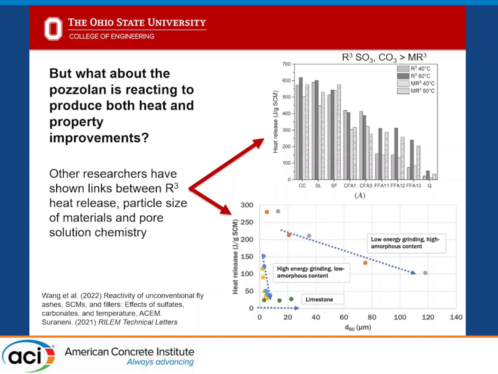There's a higher sulfate and carbonate content in the R3 mixture than there is in the modified R3 test. And we do see changes in heat generation based on that change in chemistry, independent of the temperature. There's also been some work done to relate particle size to overall heat release. But besides these studies, there's not a ton known.